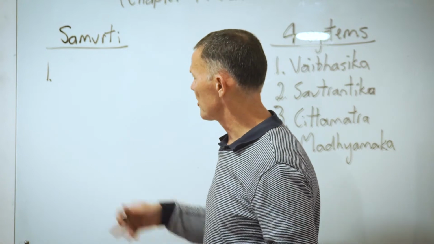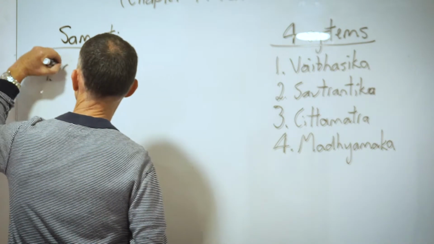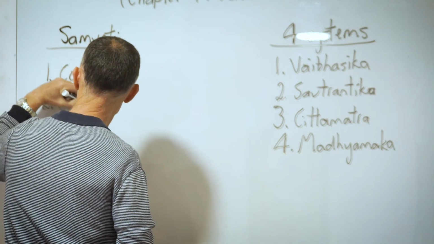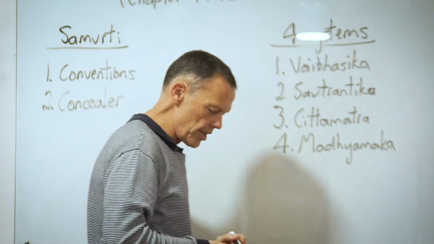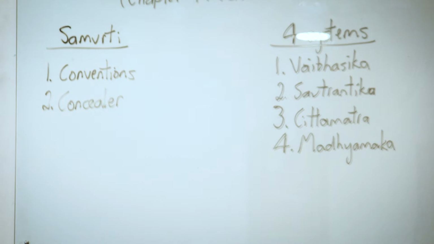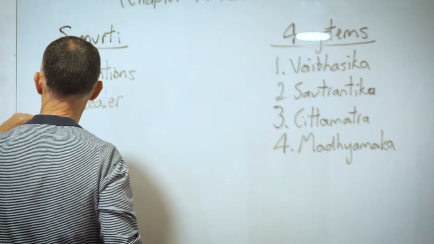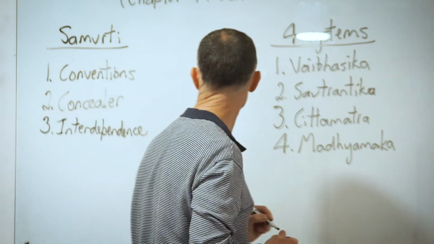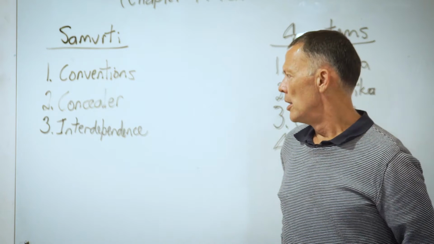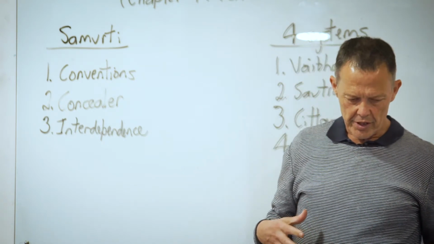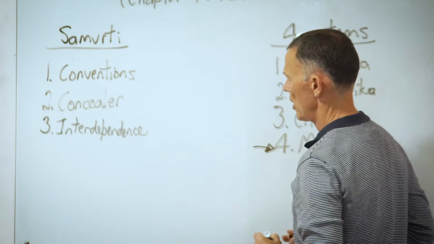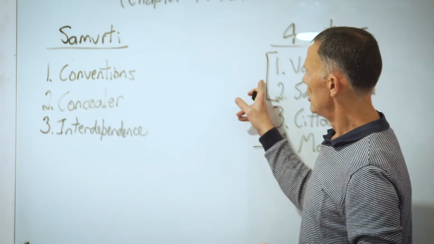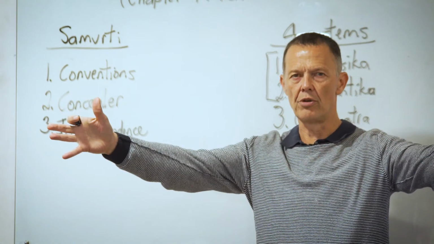The first way, it can just mean conventions. Another way is concealer. And the third way is interdependence. It can have these different meanings. And these two truths is really the core of this Madhyamika philosophical system. And what we saw, briefly, is that for Vaibhashika Sautrantika, there is an independent objective world there.